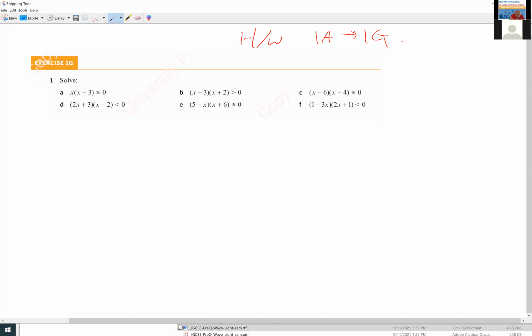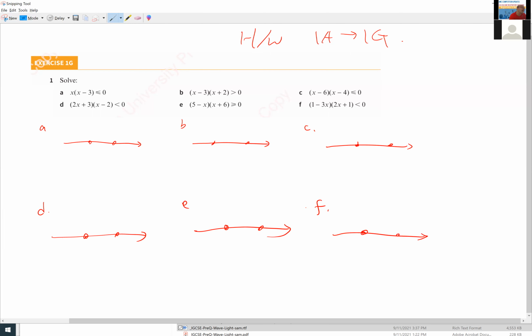Yeah. Now, check when we first learned this, we just sketch graph. For example, the first graph, just y equals x, x minus 3. Guys, try to sketch graph. Sketching this graph, the question changed to year 10, year 11.